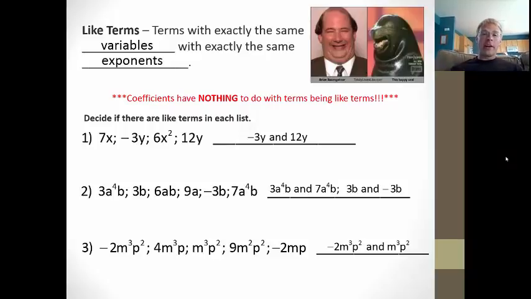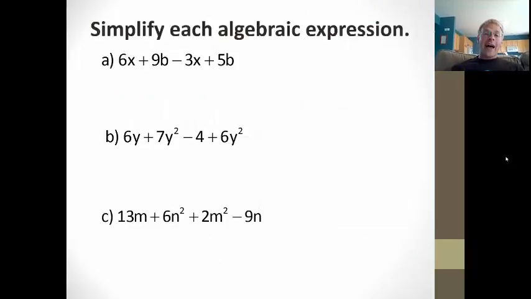Hopefully we're feeling a little bit better about like terms. So let's actually now apply what we know to simplifying our expression. We said earlier that we can simplify, we can add or subtract the terms, combine those terms if they're like terms. So if you look at A, which terms there would be like terms that we could actually combine?